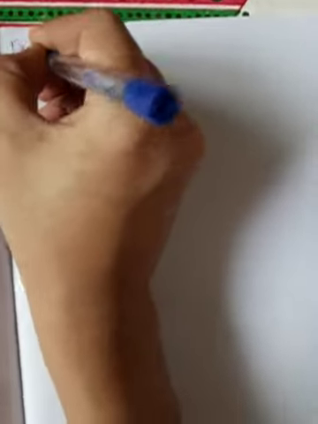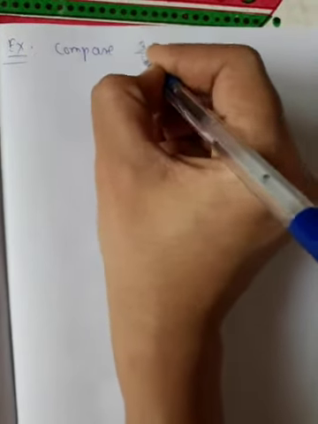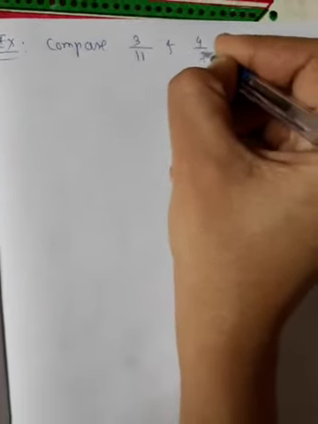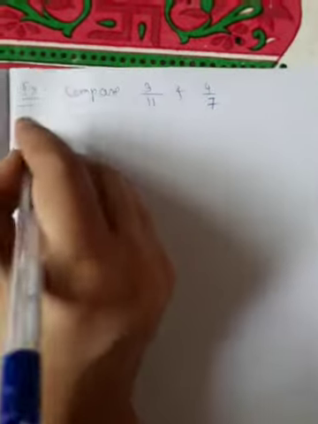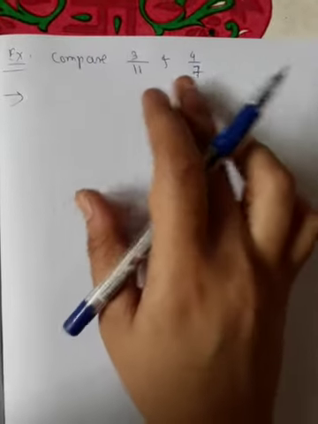But sometimes we have to compare fractions which don't have the same numerator or the same denominator. Here, compare 3 by 11 and 4 by 7. How do we compare these fractions? Here the numerators are not the same and the denominators are not the same, so we can't use the previous method. In this case, there are steps to compare these two fractions.